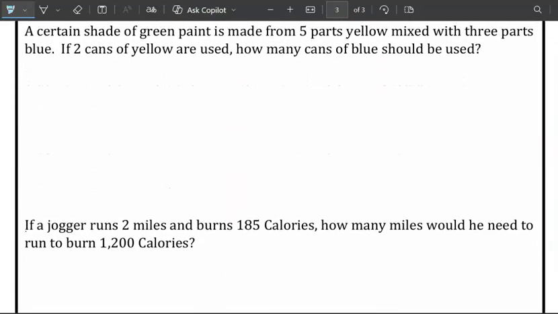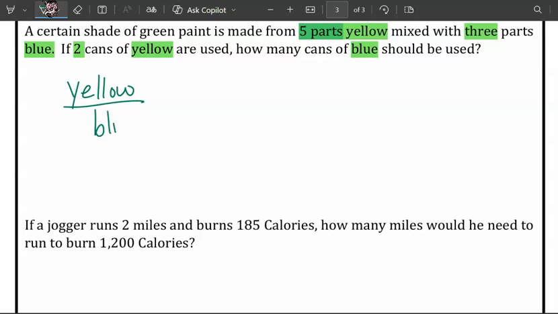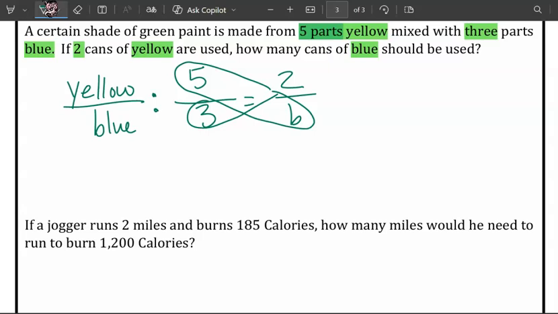A certain shade of green paint is made from 5 parts yellow mixed with 3 parts blue. If 2 cans of yellow were used, how many cans of blue should be used? On this one, we could put yellow over blue, or blue over yellow. All right, we have 5 over 3 equals 2 over B. Solve for B. Cross multiply.